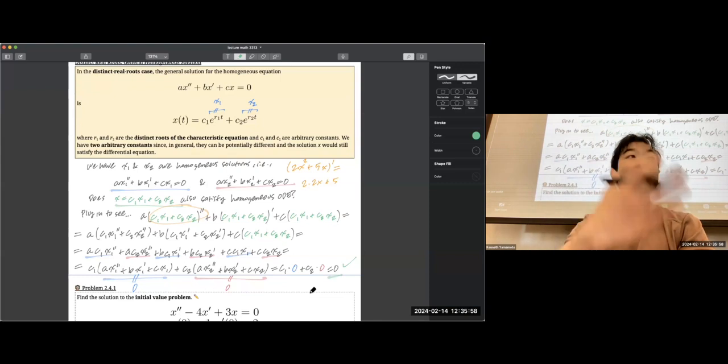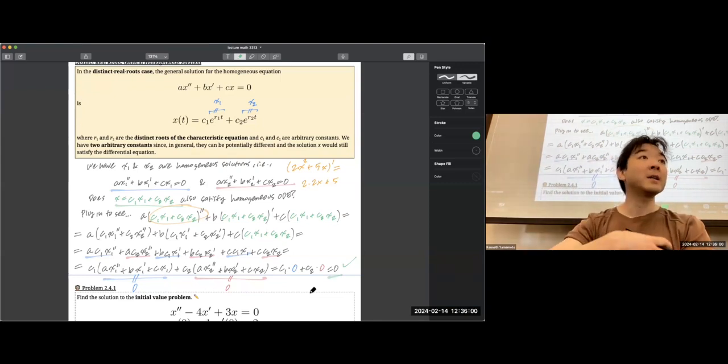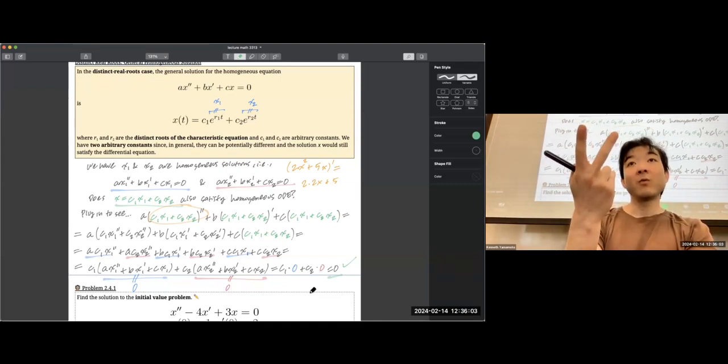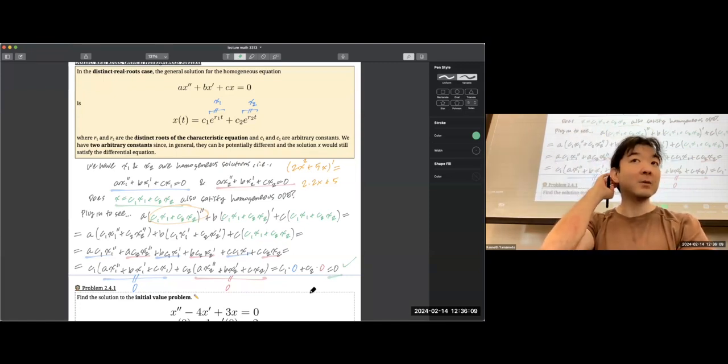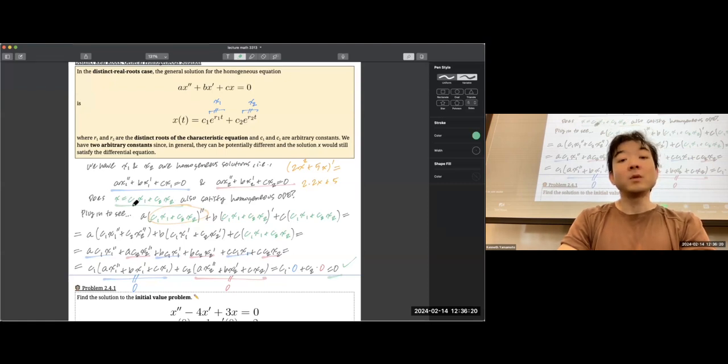So in general, you would find C1 and C2 by applying 2 initial conditions instead of 1, because you have 2 unknowns in this case. And then you may end up getting that C1 and C2 are both the same, but you don't assume that ahead of time. And there was no requirement that they had to be the same in order for this expression, which is the linear combination of C1 x1 and C2 x2, the two homogeneous solutions, to satisfy this homogeneous differential equation.